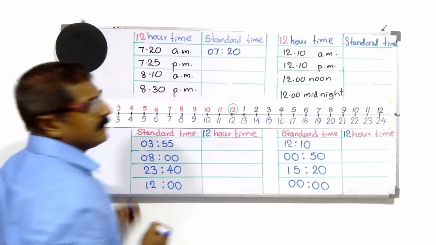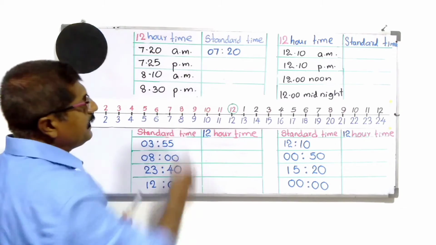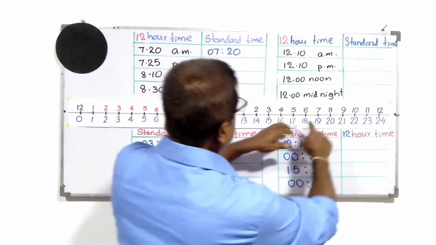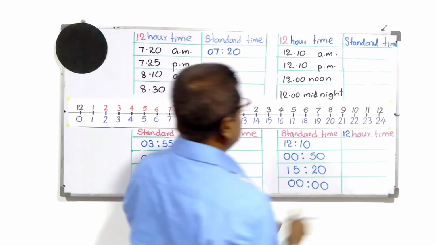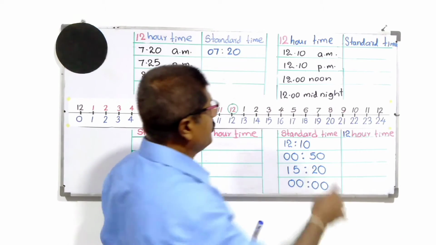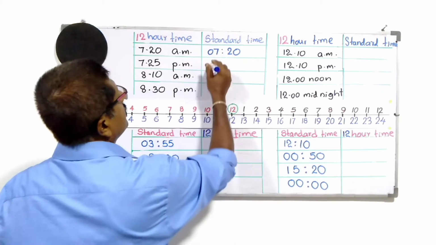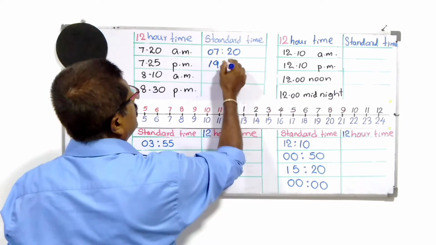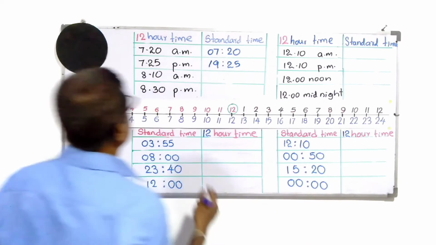07:20. No AM PM business. Alright. 7:25 PM. It belongs to the post meridian. So in 24-hour format it is 19:25. Here you are. 7:25, 19:25.